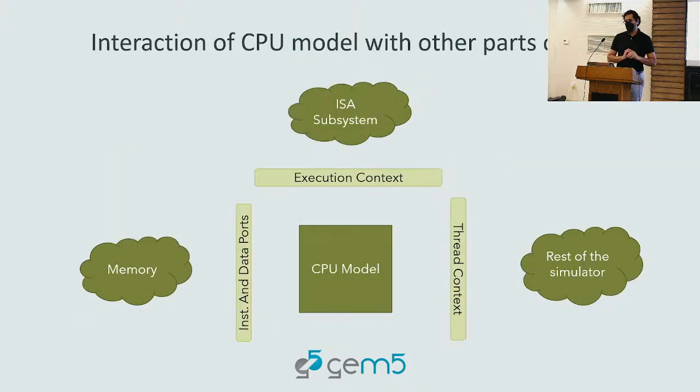A very quick thing that I want to point out, we'll talk about more details of this tomorrow, is how a CPU model really interacts with other parts of the system. A CPU model usually uses three interfaces. To access memory, it uses instruction and data ports. The interaction with the ISA subsystem is usually through an interface called execution context, and with the rest of the simulator through something called thread context. Again, you don't have to understand a lot of details at this point. We'll cover most of this tomorrow. I just wanted to give you a brief overview.